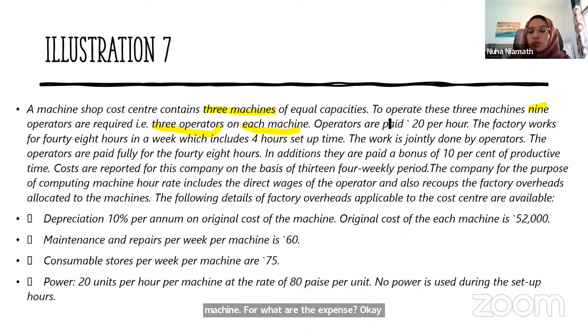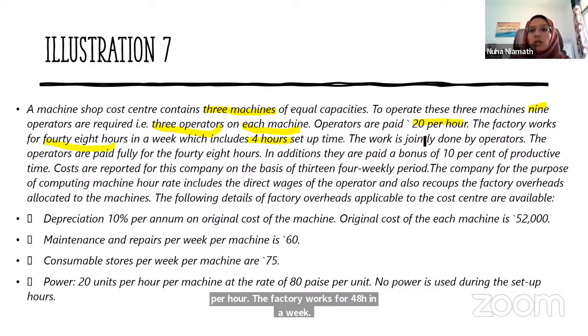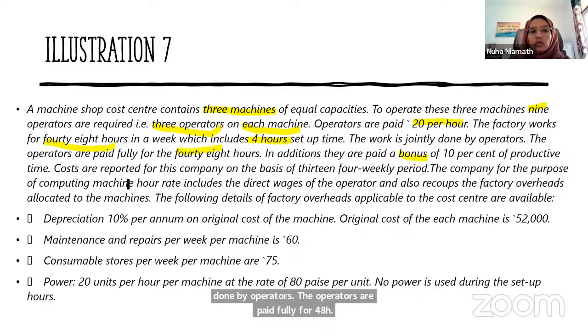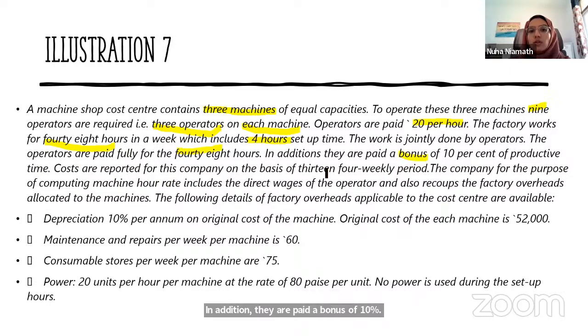3 operators on each machine. Operators are paid 20 per hour. The factory works for 48 hours in a week, which includes 4 hours of setup time. The work is jointly done by operators. The operators are paid fully for 48 hours. In addition, they are paid a bonus of 10% of productive time. Costs are worked out for this company on the basis of 13 4-weekly periods. So please note this, it is for 13 4-weekly periods. We just need it for 1 4-weekly period.